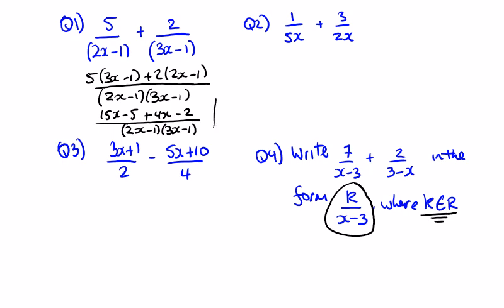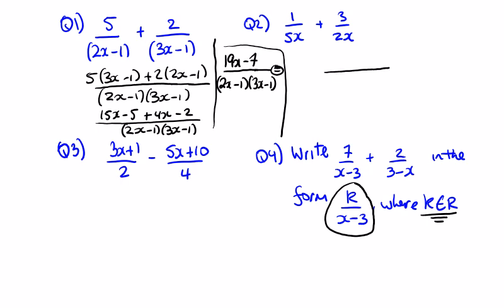So let me just come up here. On top we're going to get 19x minus 7, both prime, so there's no way that can simplify, over 2x minus 1 by 3x minus 1. And that's it, simplified, not solved, there's no equal sign. So again, the rules, what are they?